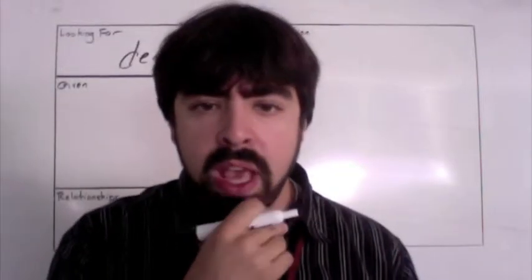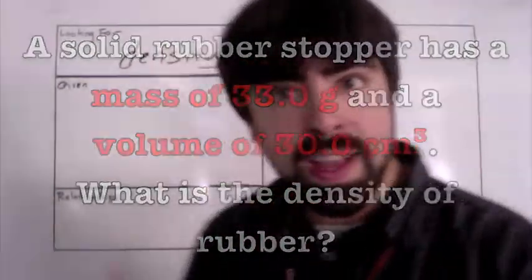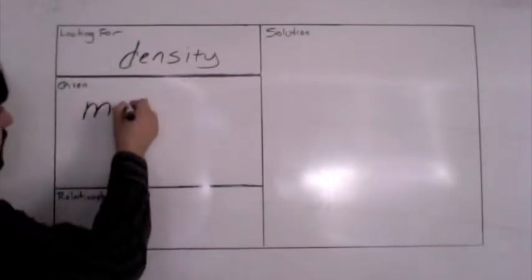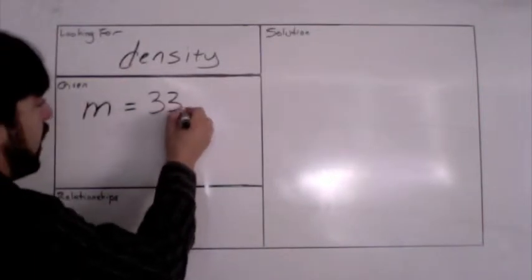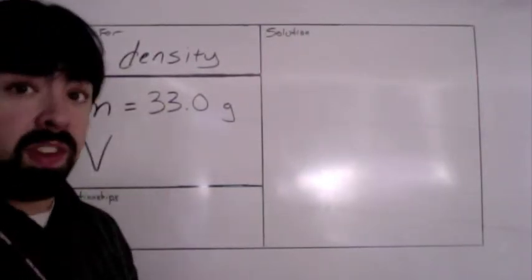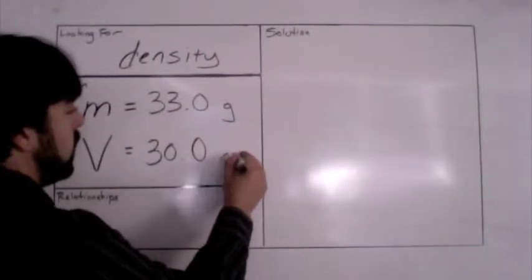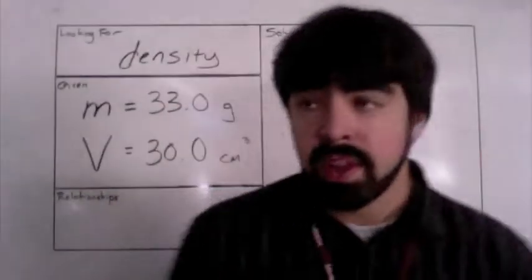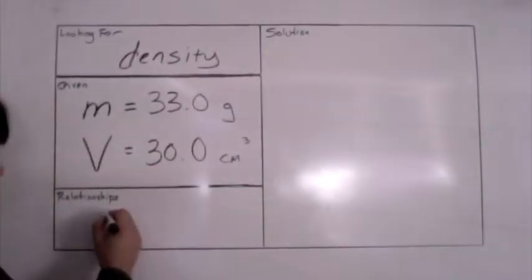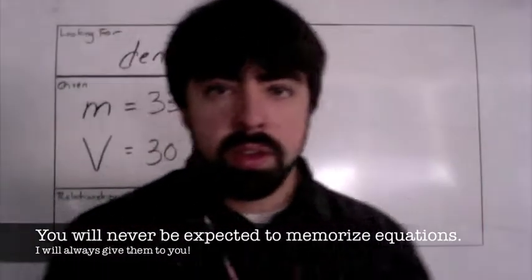All right, let's see what we have. What are we given? Well, solid rubber stopper, mass of 33 grams and a volume of 30 cubic centimeters. So let's write that down in the box over here. The mass, which we're going to abbreviate with a little m, we'll use it throughout the year more, is equal to 33 grams. The volume, which is going to be a capital V, is equal to 30.0 cubic centimeters. Awesome. Now you just need to figure out what's the relationship. So the relationship in this instance is going to be your density equals mass divided by the volume. Awesome. Good job.